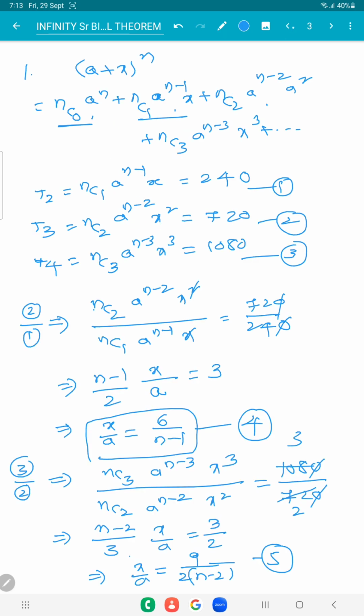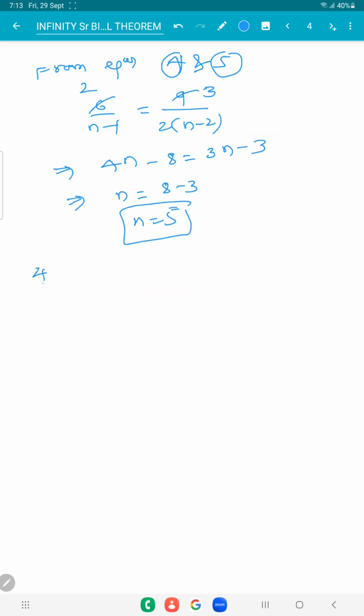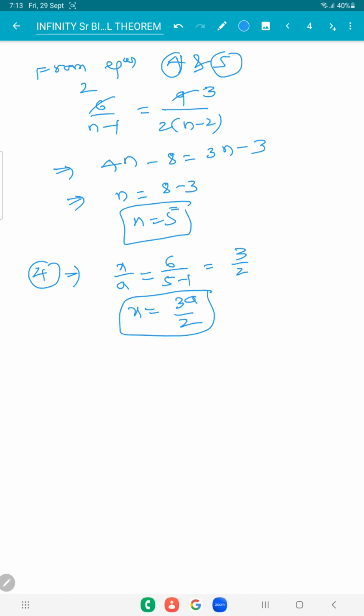Now we need to get the x and a values. Let us consider the equations. When the fourth or fifth equation is considered, I am considering the fourth equation. It implies x by a is equal to 6 by (n minus 1). N is 5, minus 1 is 4. So 3 by 2. So it means that 2x is equal to 3a. Keep it like that, or else you can write x is equal to 3a by 2.